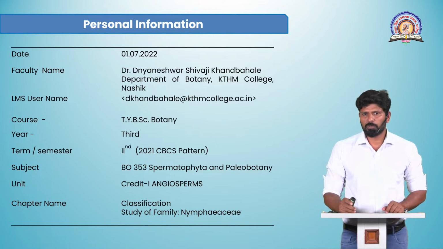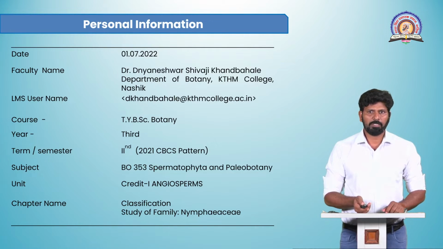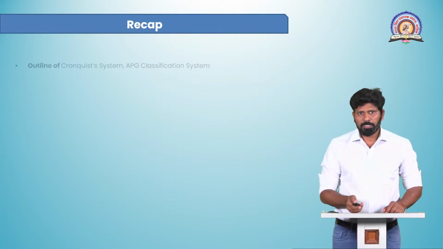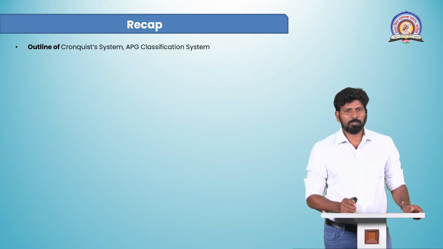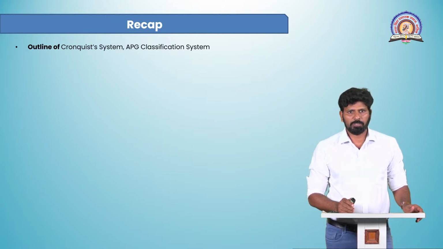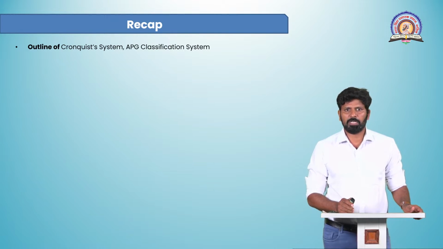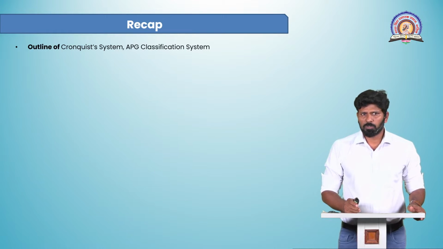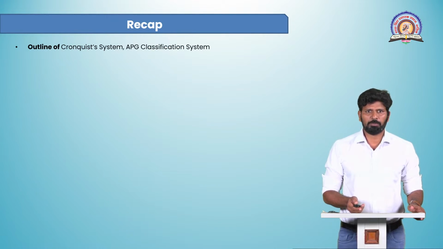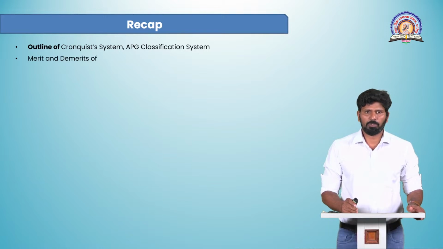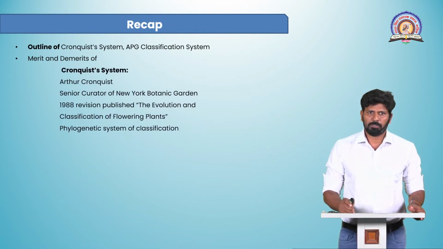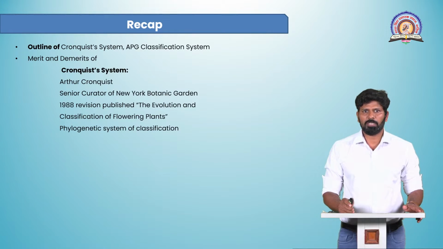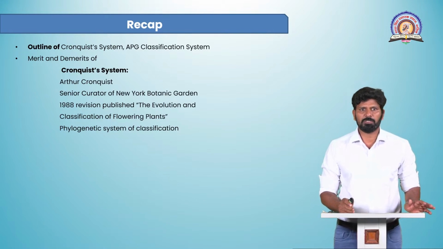Today we are going to discuss the family Nymphaceae. In the previous lecture, we went through the Cronquist system of classification and the APG classification system. We went through the outline of these two classification systems. We also discussed the merits and demerits of the Cronquist system of classification and the APG classification system.